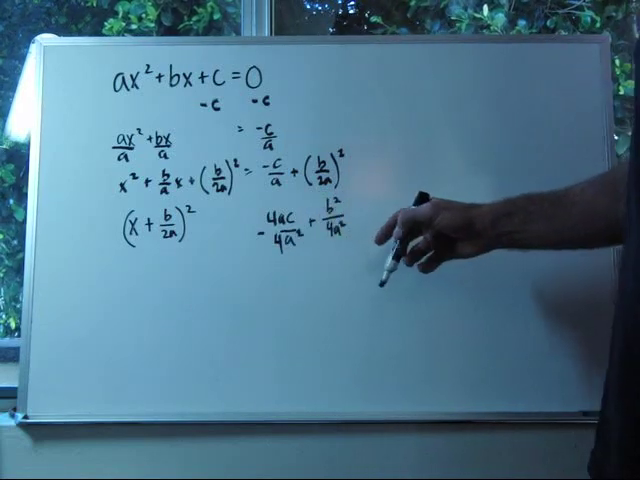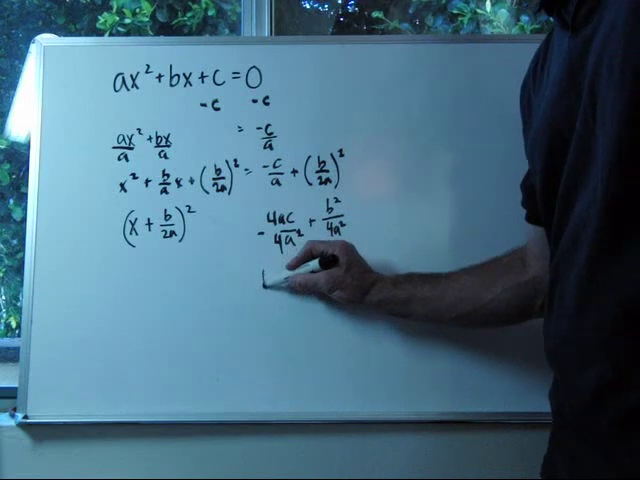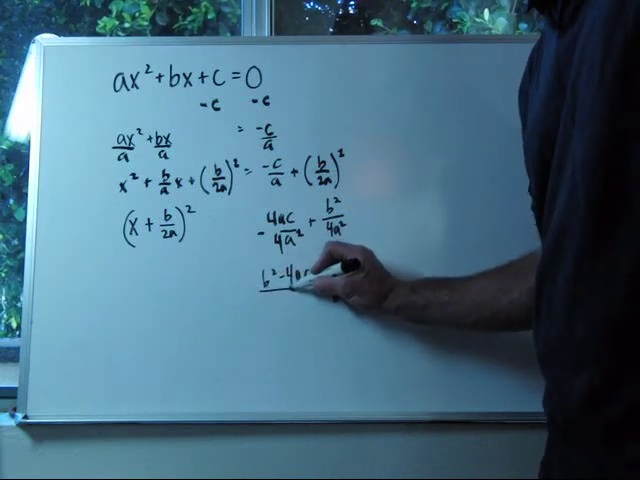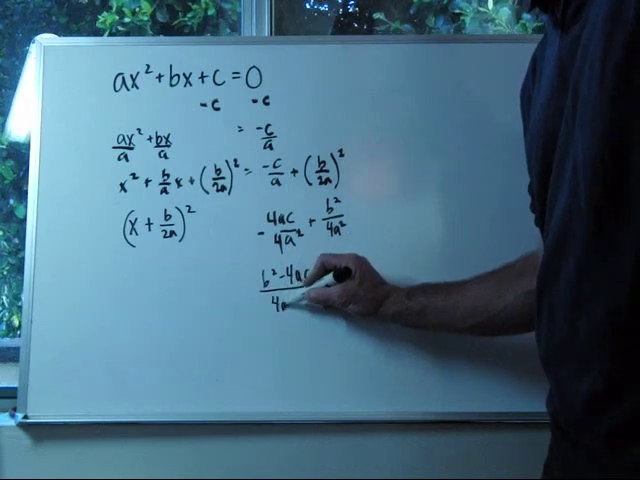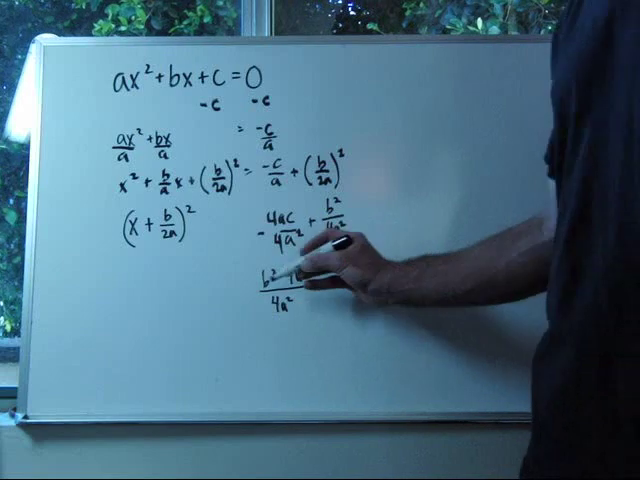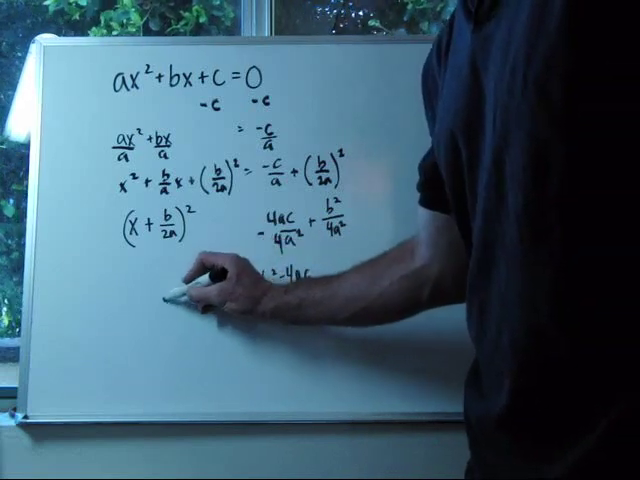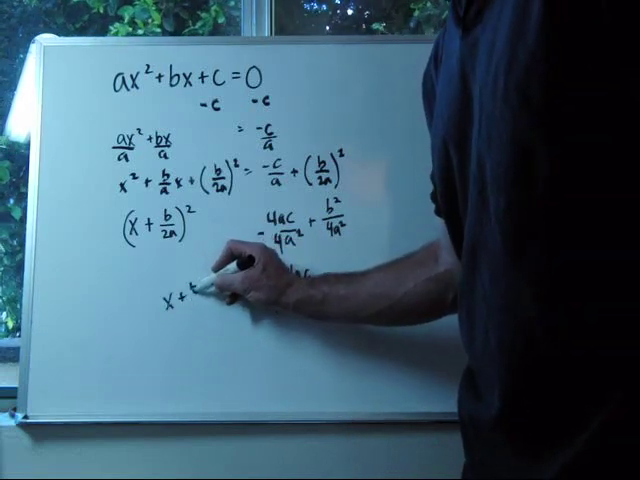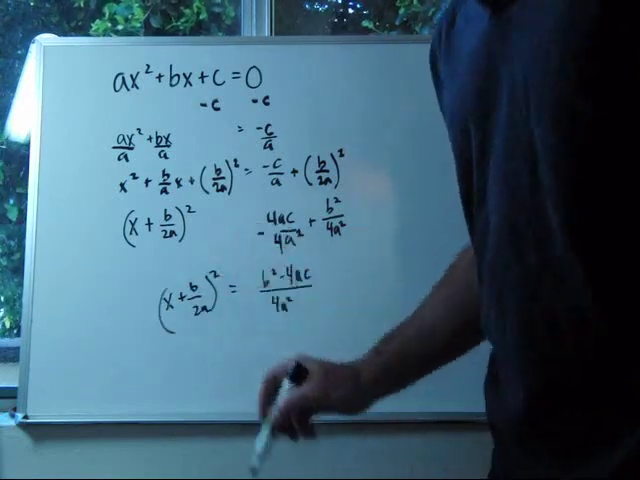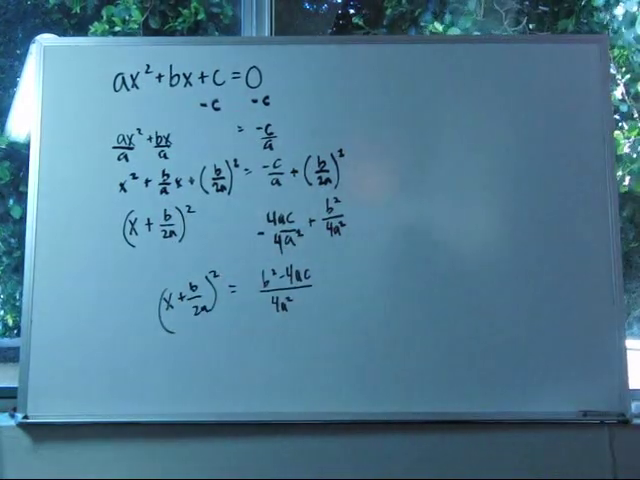Now these are common denominators. So now I have b squared minus 4ac all over 4a squared. I just switched the order of these. If you don't see this, watch it again until it makes some sense. Just that step. So here we have x plus b over 2a quantity squared.